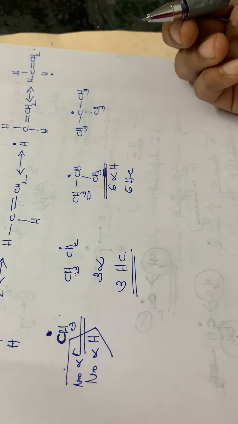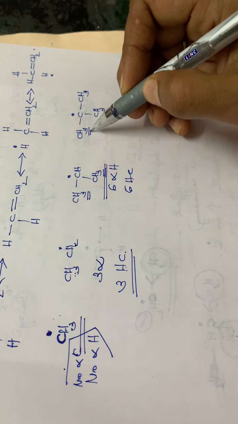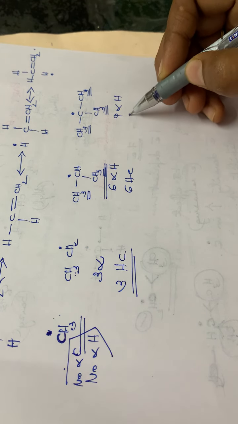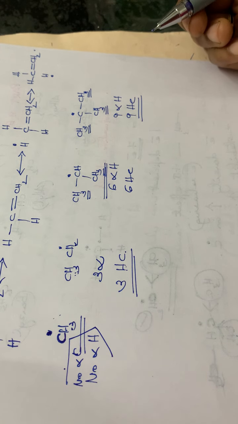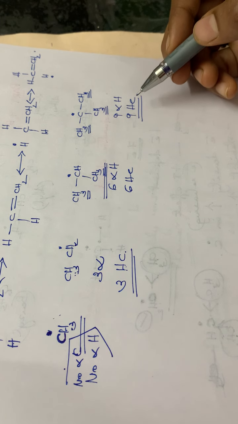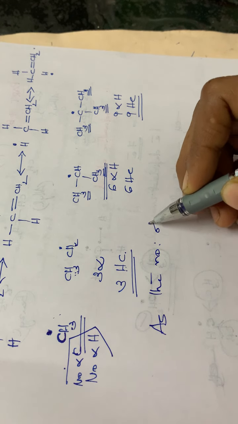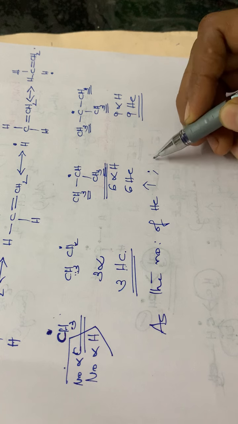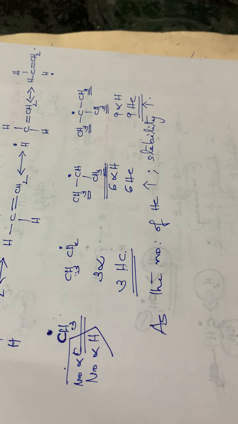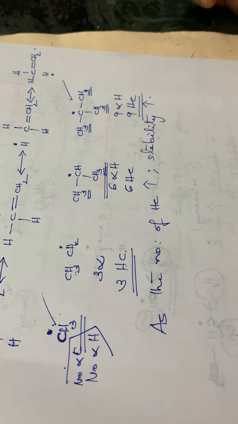Okay. Then the last one, coming to this tertiary butyl. How many alpha hydrogens? 3 plus 3 plus 3. Total 9 alpha hydrogens. So it will be having 9 hyperconjugative structures. Okay. So therefore, this stability depends upon the number of hyperconjugative structures. So as the number of hyperconjugative structures increases, stability also increases. Stability is maximum for tertiary butyl and least for this methyl free radical.